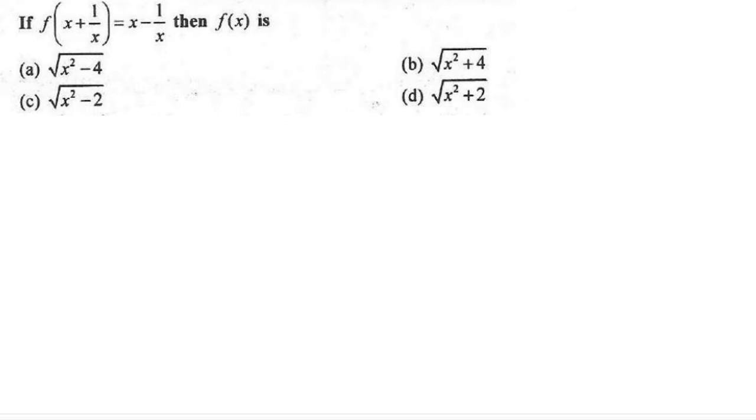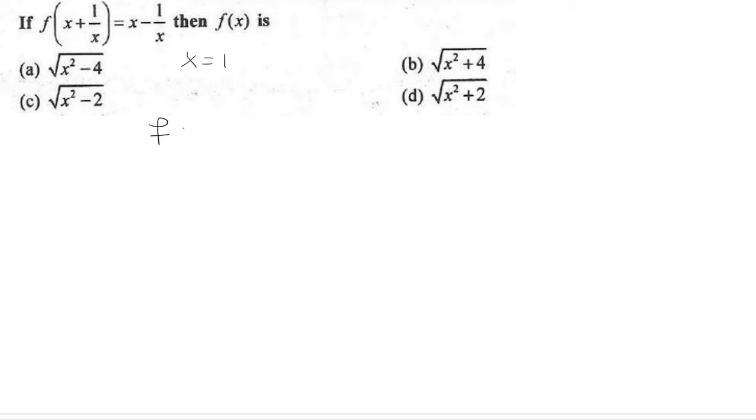We're given that f of x plus 1 over x is equal to x minus 1 over x. So we want to find what f of x is. I'm going to show two different ways to do this. The first way involves just plugging in a number. So looking at this, let's say I plug in x equals 1.